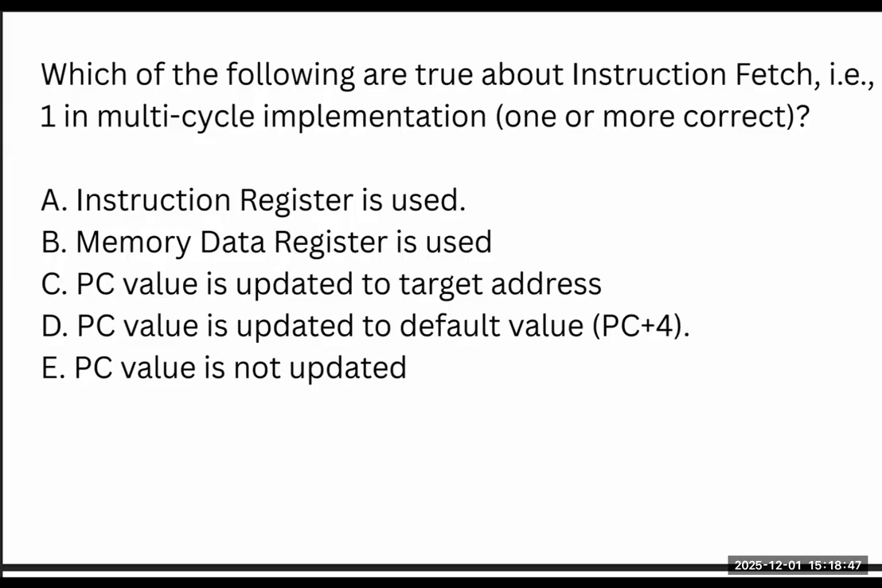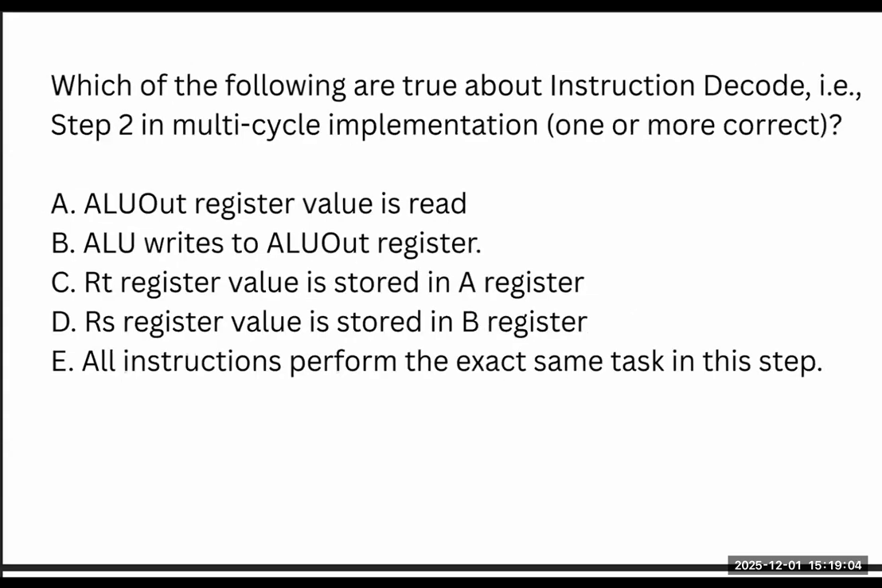Explanation: instruction register is used. The fetched instruction is stored in the IR for later stages. And then why D is correct. PC value is updated to default value PC plus 4. Every instruction fetch increments PC by 4 to point to the next instruction, as we have just gone through. Right. Okay, the next question.